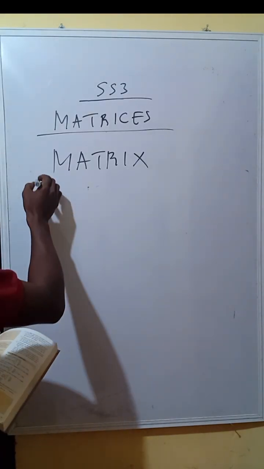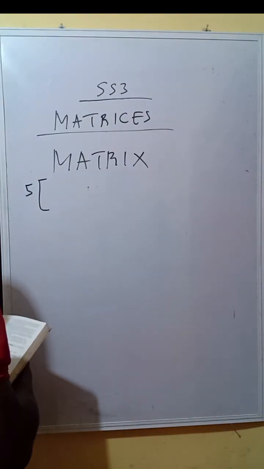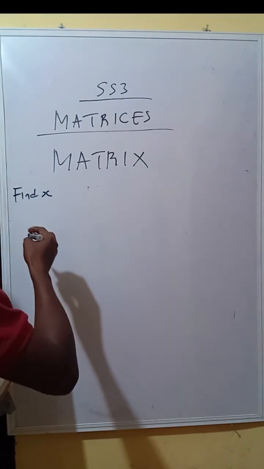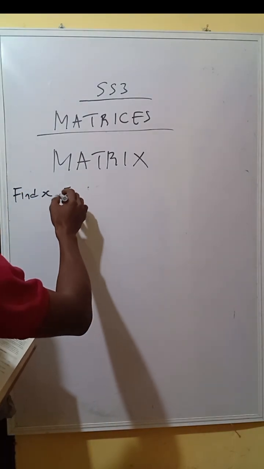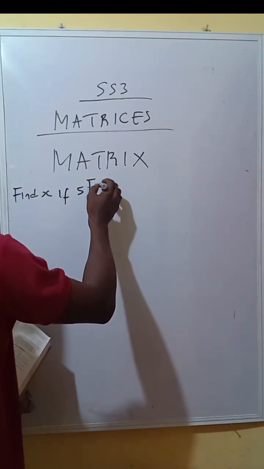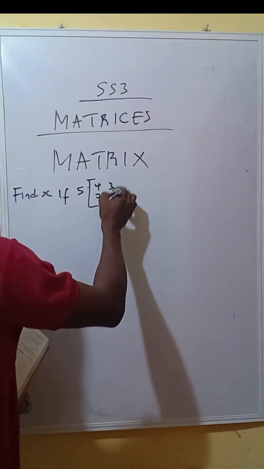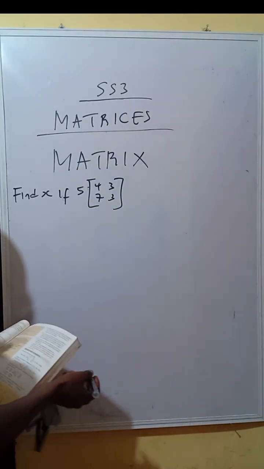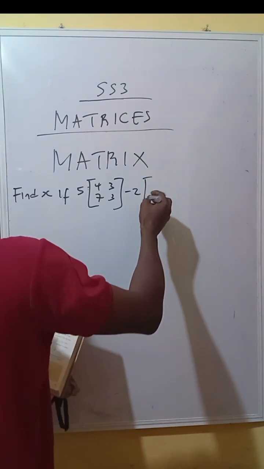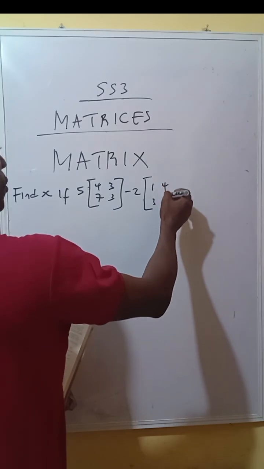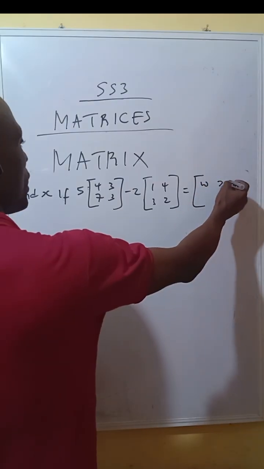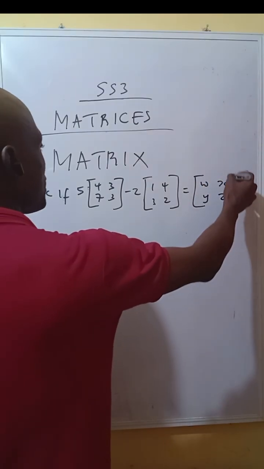So if you have this 5, find x. You have to find x if 5 times this matrix here, 4, 7, 3, 3, which is a 2 by 2 square matrix, minus 2 times 2, 1, 3, 4, is equal to the matrix with entries w, x, y, z. You have to find x.